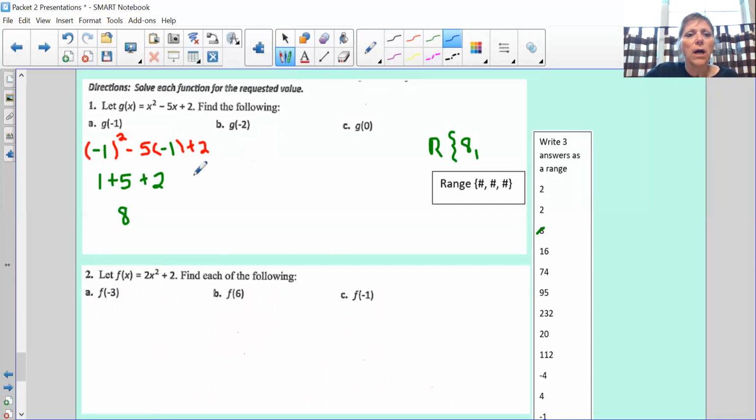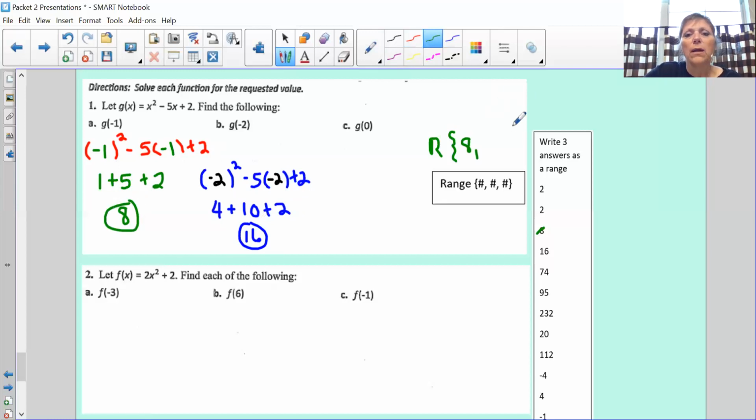Okay, next one, let's get a different color. The same, I am going to put parentheses squared minus 5 parentheses plus 2. And in that, I'm going to put -2 because that is our X value. Now, when you square a negative number, you get a positive. So -2 times -2 is 4. A negative times a negative is a positive. So this is 5 times 2 is 10. And then plus 2. So again, we have all positive numbers. I like to start with the biggest number. 10 plus 4 is 14, and then 16. So my next answer is 16 in my range, and I can mark out 16.